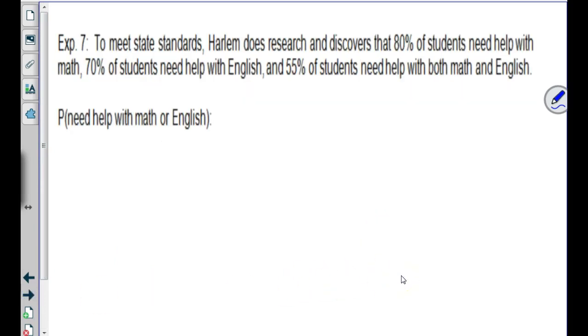Number 7, to meet state standards, Harlem does research and discovers that 80% of students need help with math, 70% of students need help with English, and 55% of students need help with both math and English. Anybody have any ideas how we could try to figure this out?